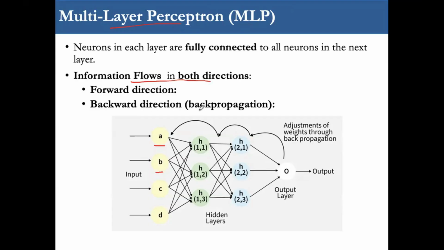How does the information flow in the forward direction? The inputs are multiplied by the corresponding weights. The weighted sum is passed through an activation function to produce the output. What happens in the backward direction, or in back propagation? Errors from the output layer are propagated backward. You can see weights are adjusted to minimize the error. So this is all about the multi-layer perceptron.